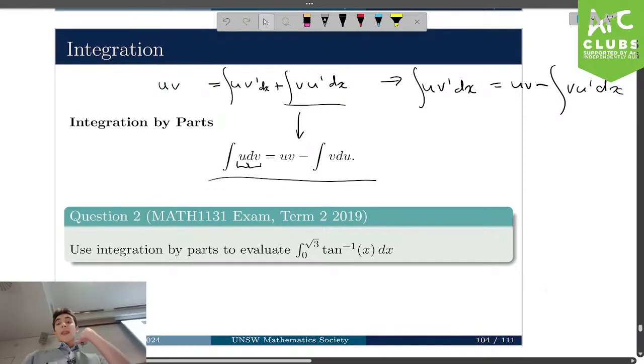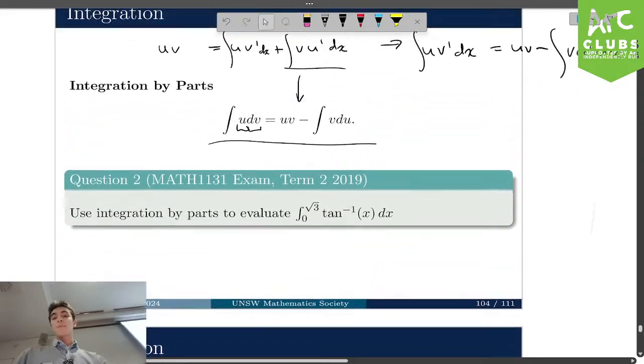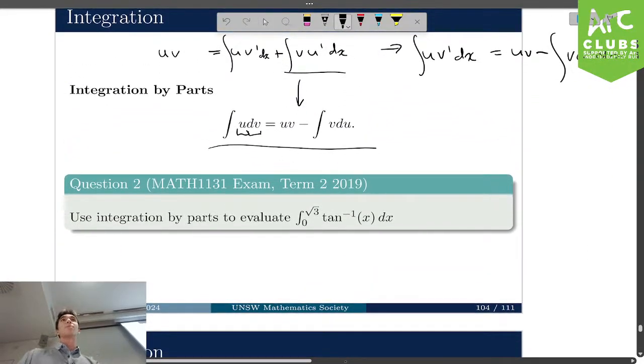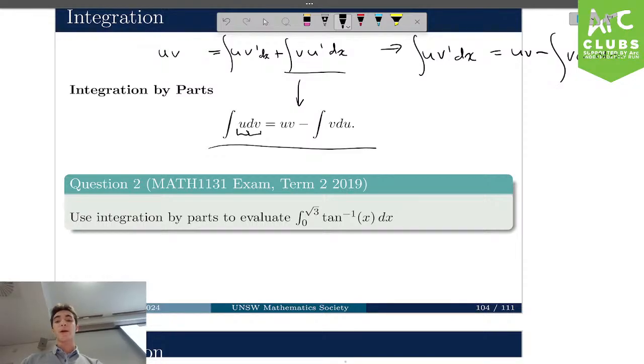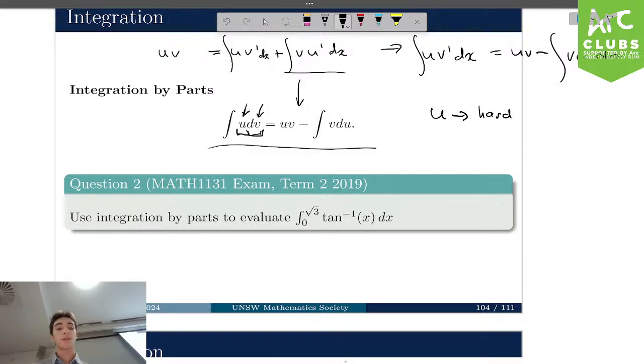And how do we apply this rule? The trickiest part of integration by parts is figuring out how to split up the function that we're integrating into a u component and a dv component. Usually what we'll try to do is let u be something that's hard to integrate, because in our right hand side expression we're actually not integrating u at all.